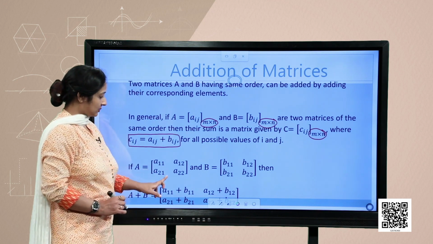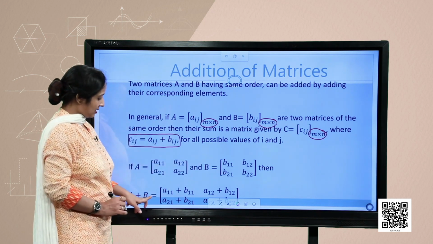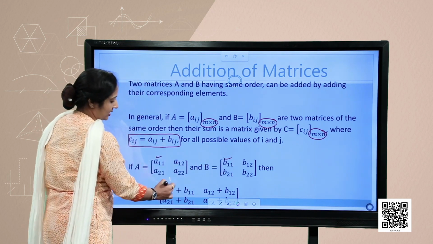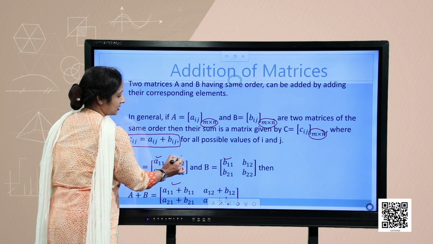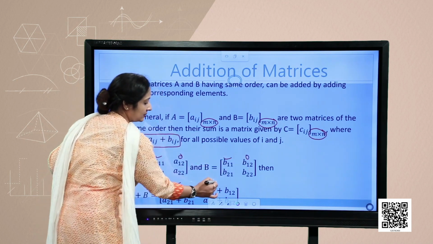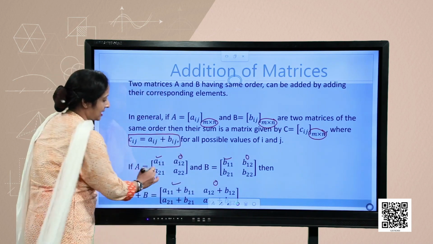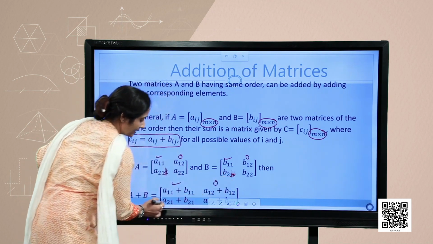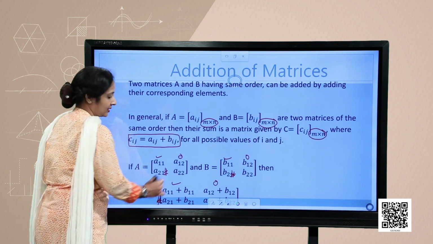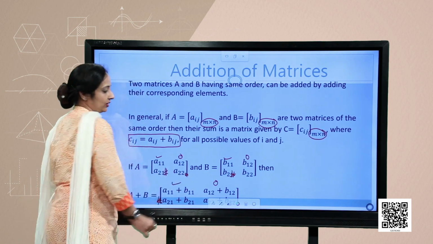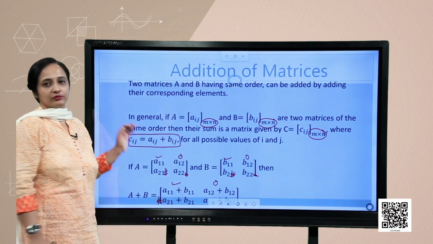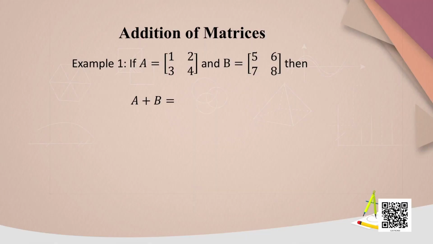For example, this is matrix A, this is matrix B. Their sum is: add corresponding elements and write here. Add corresponding elements, write here. Add corresponding elements and write it here. Add corresponding elements and write the last and the fourth one. So, let us do 1 or 2 examples based on addition of matrices.